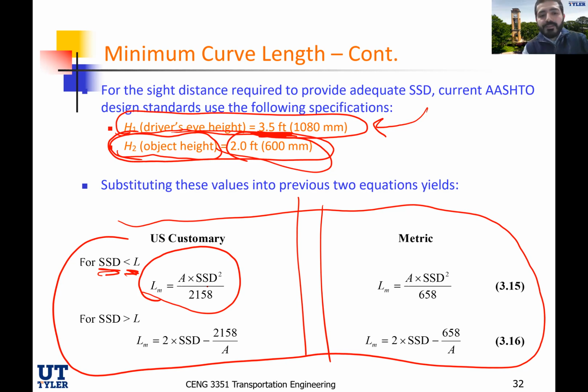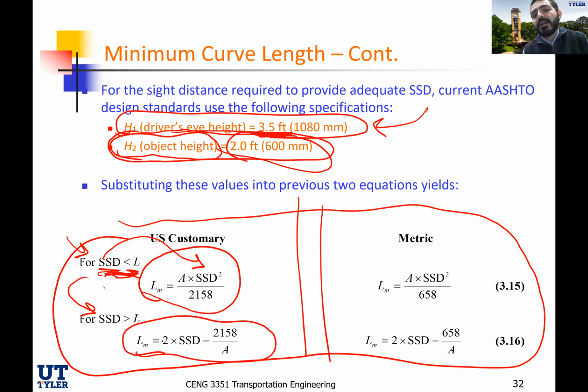If you apply this assumption and do the calculation, you put the SSD squared times A over 2158, and now if the L is higher than SSD, you start your calculation. If the L is lower than SSD, you're going to go to the second equation and apply this one. If you are outside the US, of course, you're going to use these equations.